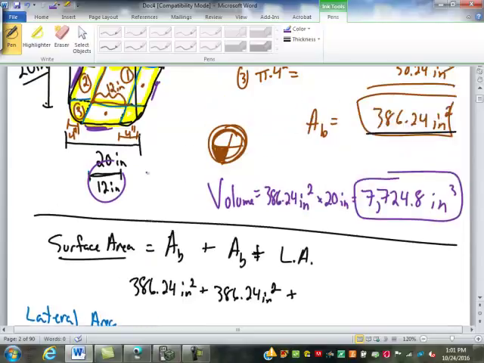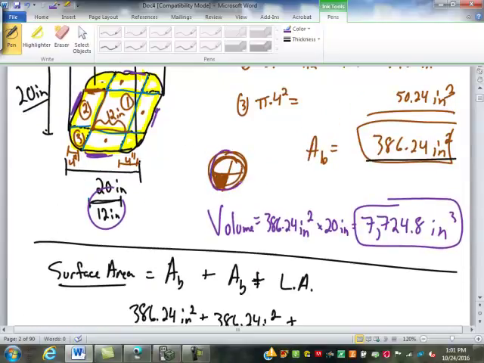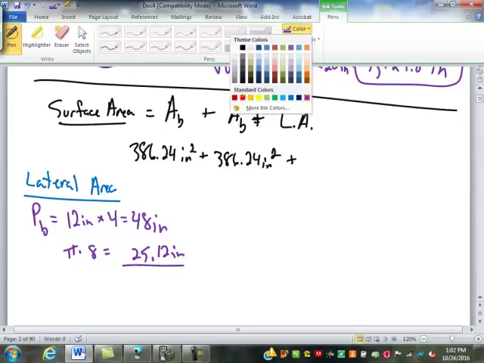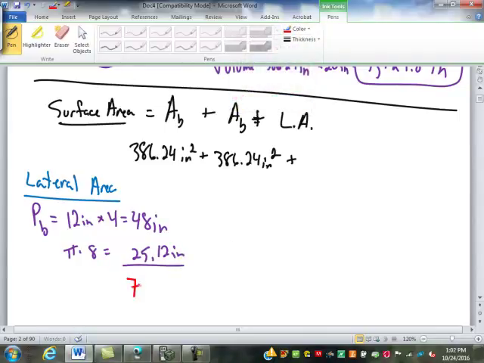And then those quarter circles all make just one big circle with a diameter of 8 inches. So that's going to be pi times 8, or 25.12 inches, which gives us a perimeter of our base of 73.12 inches.